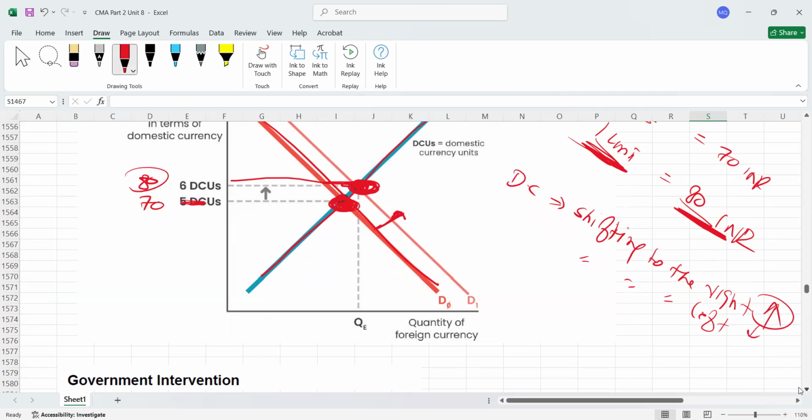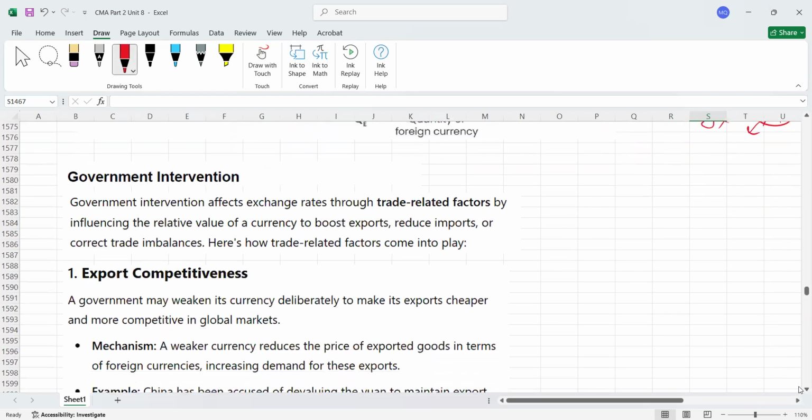And now we got the third point. Please remember, I know these things are difficult to absorb and difficult to explain as well. So now we got the third trade related factor, which is government intervention. Sometimes the government will intervene in the forex markets, and due to the government intervention the exchange rate will fluctuate. I can give you an example here.